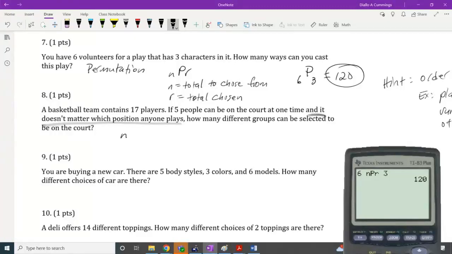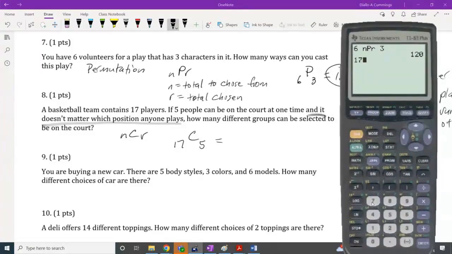So here we're going to use a combination, that's n choose r. Again, n is the total number, in this case, of players to choose from, which is 17. And out of those 17, how many are we going to choose to play on the team? 5. So here we have 17 combination 5.